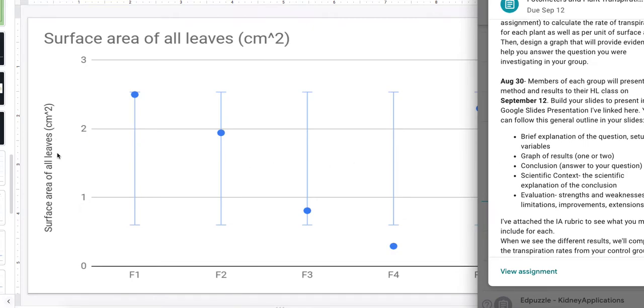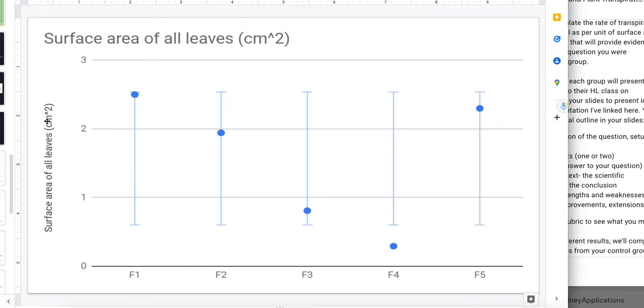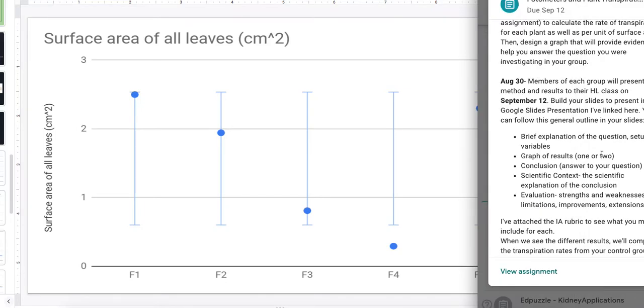The other thing that a lot of people had, making sure that these titles are succinct, what were you measuring and the units, obviously that would ideally be present on a graph so that somebody could tell what you were looking at there.